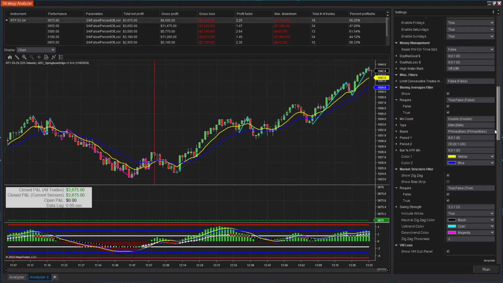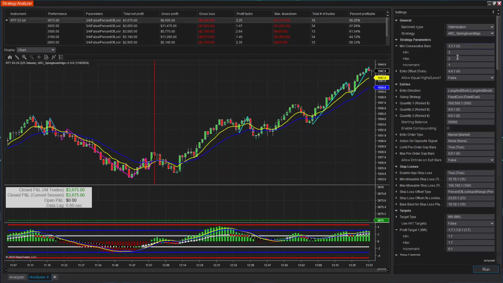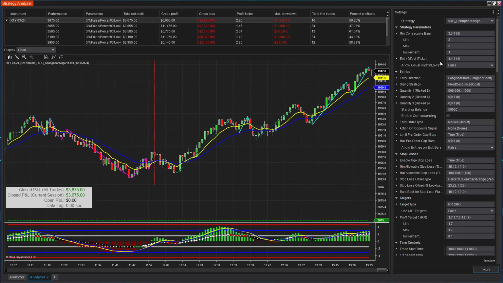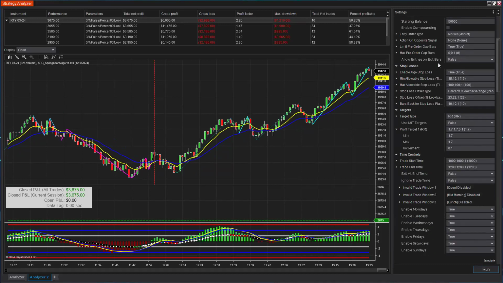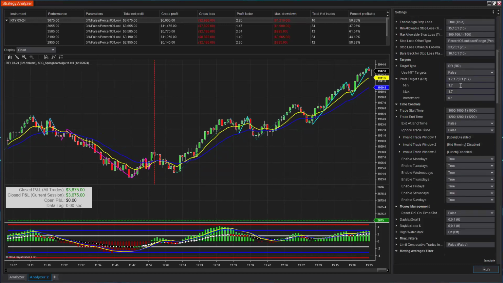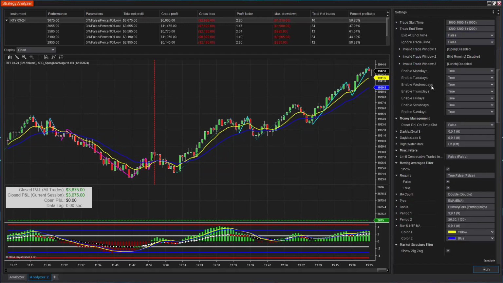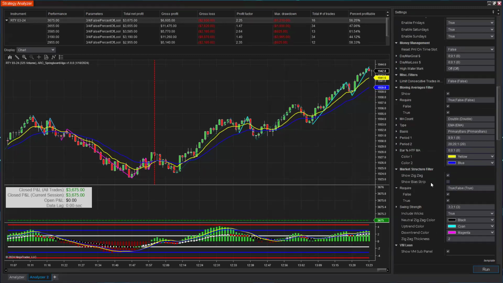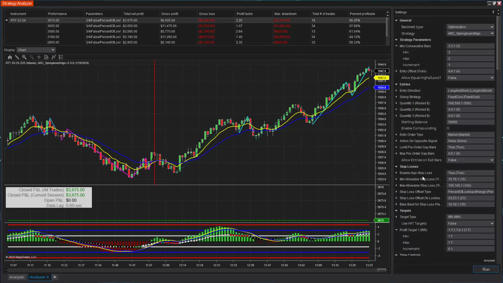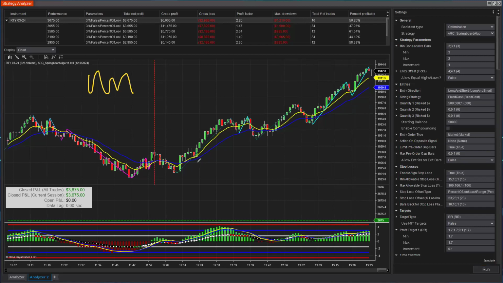I would say for crude oil, optimize your minimum bars for sure. You always want to optimize that one. Risk reward is going to be different on crude. And then your offset, we have it set to a percentage, which is great. You might need to optimize the moving averages because keep in mind, crude oil is more of an oscillating market versus the equities, which are more trending.